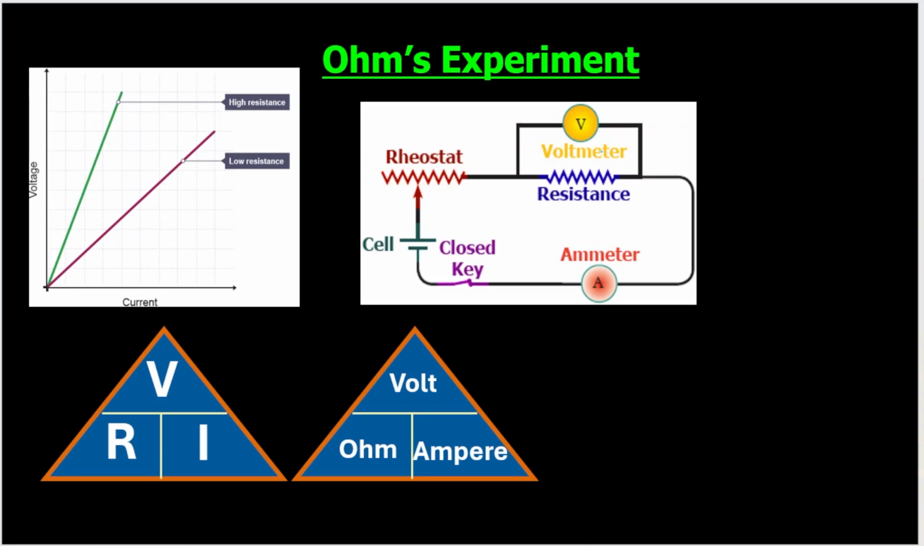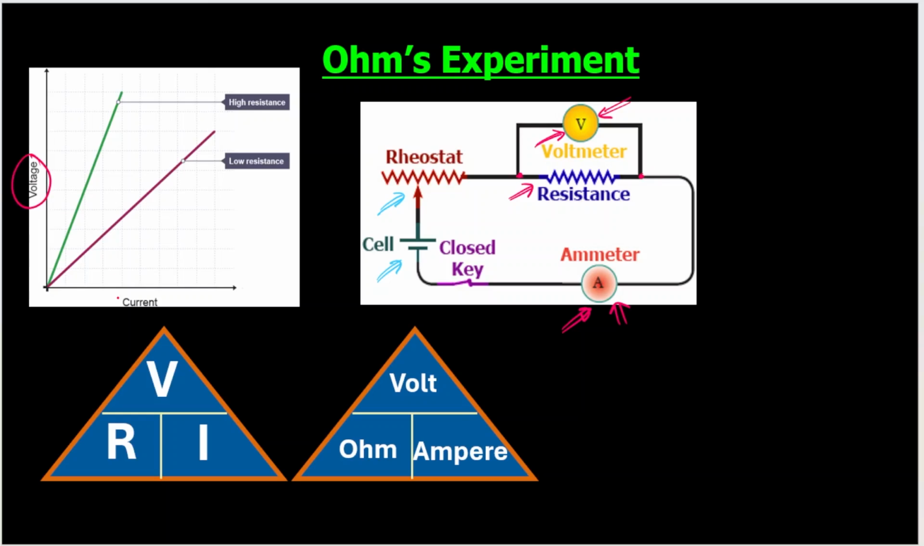So this is the circuit. We have a battery just to push the electrons. We have a rheostat or variable resistance to control the value of the current in the circuit. This is the fixed resistance of our device. This is the voltmeter, which is connected in parallel to measure the potential difference between the two terminals of the resistance. This is the ammeter, which is connected in series to measure the electric current intensity.